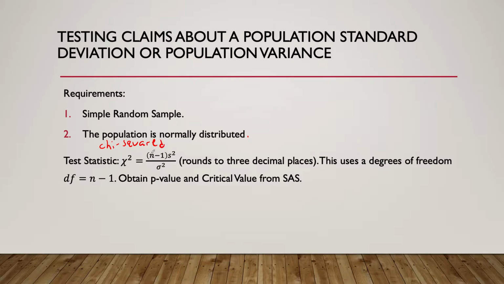So the test statistic here is the chi-squared test statistic. It takes n-1 times the sample variance divided by the population variance. It rounds to 3 decimal point values, and it uses a degree of freedom of n-1. We obtain the p-value and the critical value from SAS.